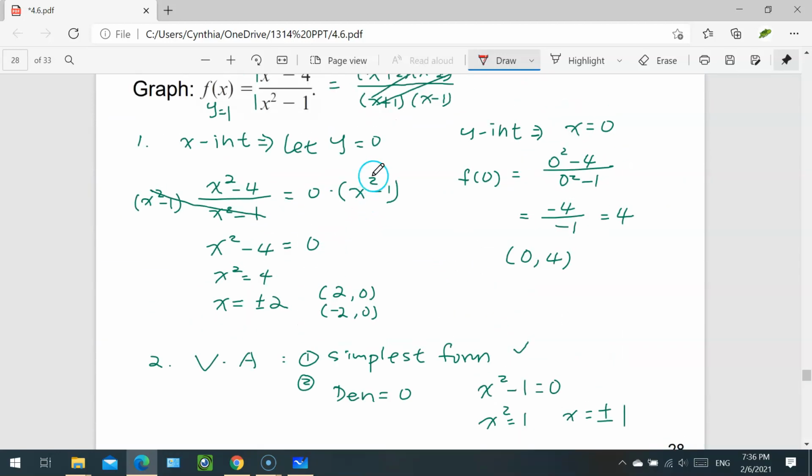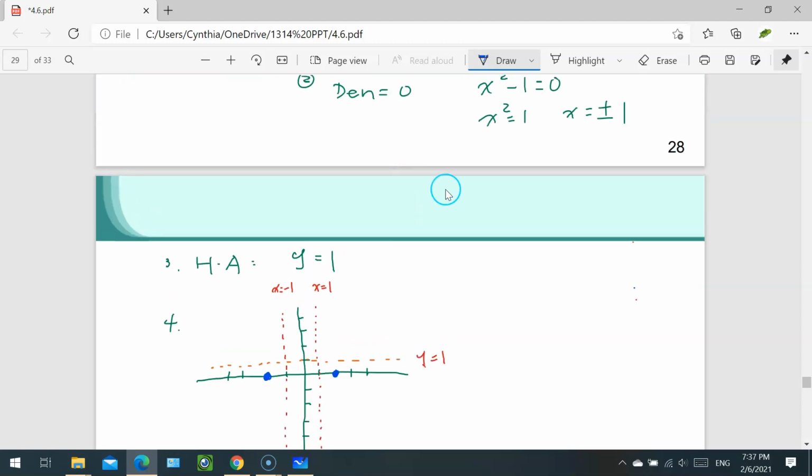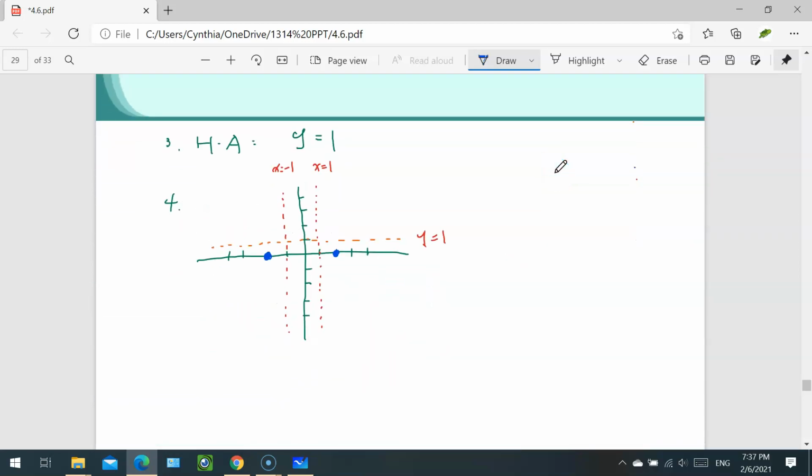We go back to look at the x-intercepts and the y-intercept. X-intercepts at 2 and -2. So I'm going to label the dots here. Let me use another color. So the curve passes through x equals 2, and the curve also passes through x equals -2. So these 2 points, the graph will pass through. Y-intercept at y equals 4, right? (0, 4). So I'm going to plot the point y equals 4. This will be the y-intercept.